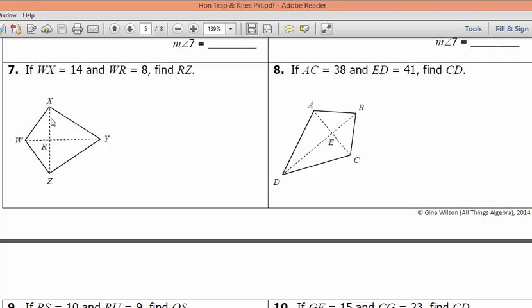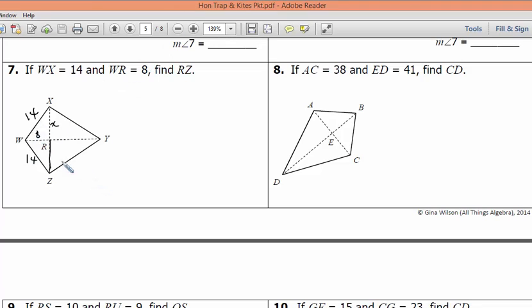Okay, in number 7, it says that WX, which is this leg right here, is a measure of 14. WR, which is this piece right here, has a length of 8, and they want you to find RZ. Remember, RZ is exactly the same as RX, which will have a length of X, or I could plug the 14 over here because these sides are congruent.